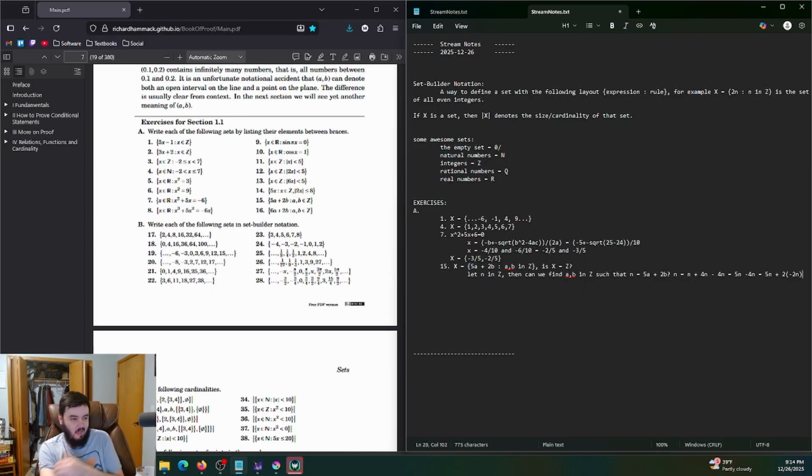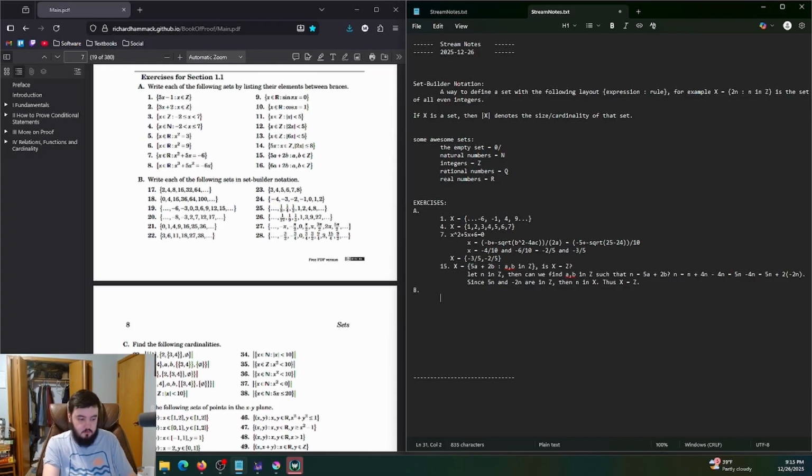Because that will give us n. And since 5n and negative 2n are both in Z, then n is in X. Okay, cool. Let's finish this. Thus x equals Z.